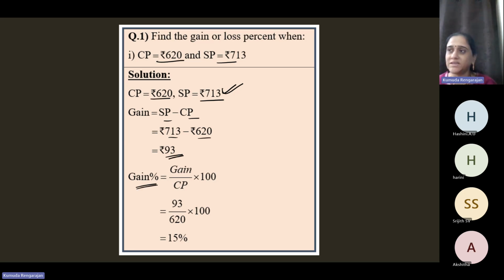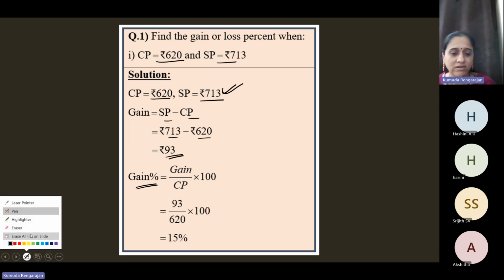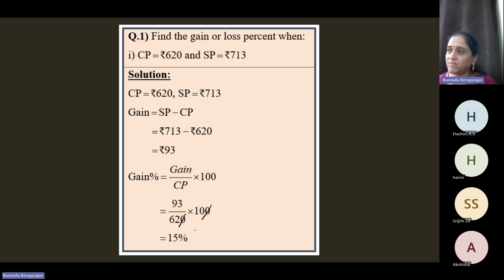And what's the formula to find the gain percent? Gain by CP into 100, 93 by 620 into 100. Simplify that, okay? You'll have to cancel the 0 and 0, simplify, and the answer is 15%.